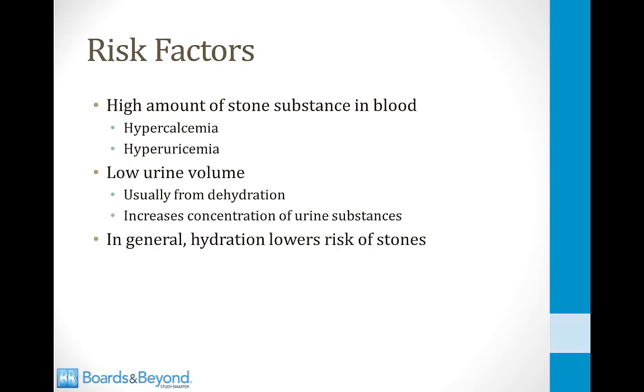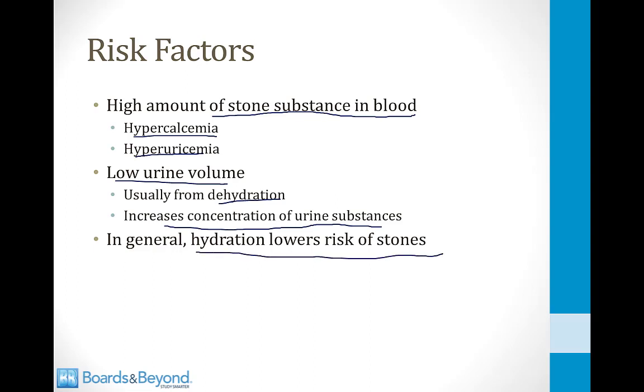There are some common risk factors to all types of kidney stones that you should know about. And the first is to have a high amount of a stone forming substance in the blood. So if you have hypercalcemia, you are more likely to get a calcium stone than someone whose calcium levels are normal. If you have hyperuricemia, you're more likely to get a uric acid stone than someone with normal urate levels in the bloodstream. Secondly, if you have a low urine volume, which is usually from dehydration, you get increased concentration of substances in the urine, and this means that stone forming substances can precipitate out into kidney stones. And in general, hydration is a potential treatment for all forms of kidney stones. If you keep more fluid flowing through the bladder and the urinary system, you will flush out those substances that lead to stones.